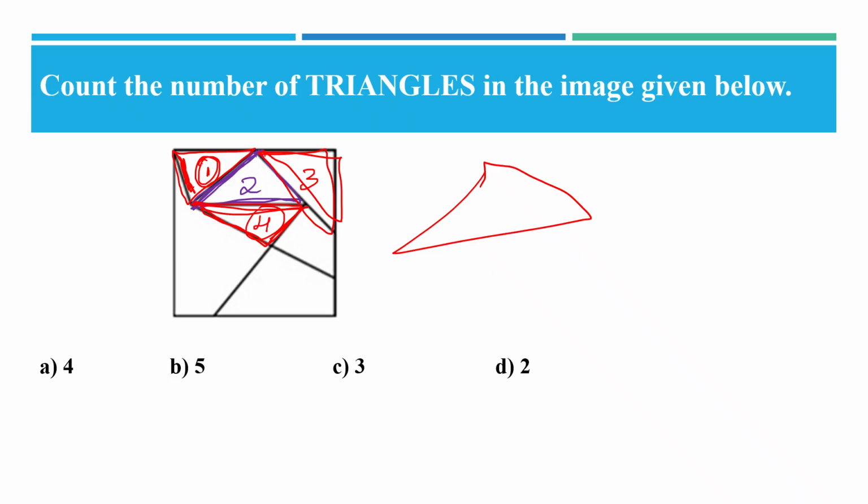Is there any more triangles? This can't be a triangle as it is a 1, 2, 3, 4, 5-sided figure. And this, I guess it's not, as it is a 1, 2, 3, 4-sided figure, a quadrilateral. And I have the other one here, it's also a 1, 2, 3, 4-sided figure. So therefore I have 4 triangles in this given image.